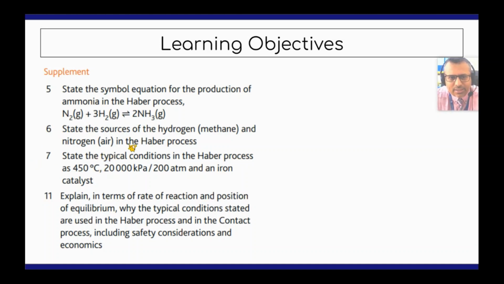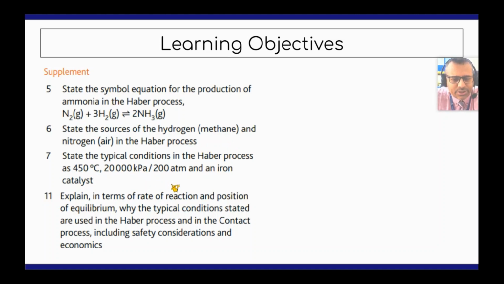We'll also look at the sources of the hydrogen. Some students actually get stuck on that particular one. They can recall that nitrogen comes from the air. Roughly 78% of the air is nitrogen, but hydrogen is the one that gets people a little bit stuck. So the source of hydrogen is methane. We'll look at that, and we'll also look at an alternative source of hydrogen that you can quote in your exam as well, to do with cracking.